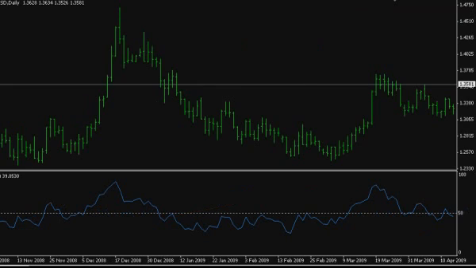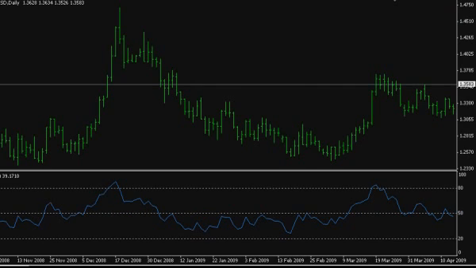In the end, we will consider such a way of using the RSI oscillator as signal filtration. It is often used in various trading systems to prevent buying when RSI is above the overbought level and selling when RSI is below the oversold level.